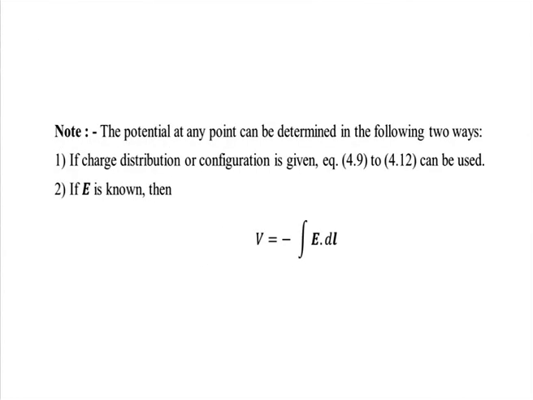So now we have two ways in which the potential at any point can be determined. First, if the charge configuration or the charge distribution is known, then equations 4.9 to 4.12, that is for n point charges or line charge or surface charge or volume charge, can be used. If the electric field is known, then we can resort to V is equal to minus integral of E dot dl.